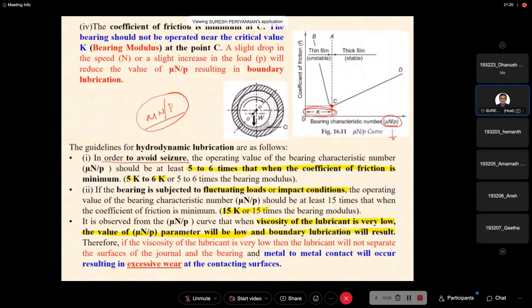When the bearing characteristic number value, μN/p, is low, that leads to boundary lubrication, and there will be more wear and tear on our journal and bearing surface. Hence we have to avoid that issue, so we should always take a higher bearing characteristic number. That's what we are telling here.